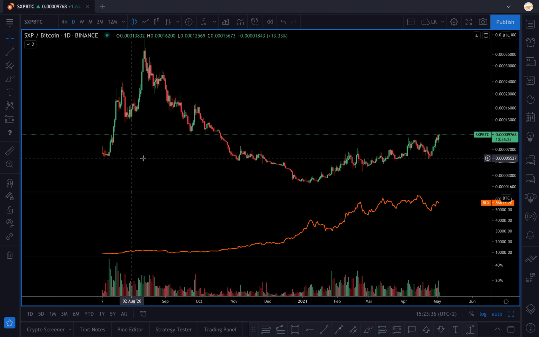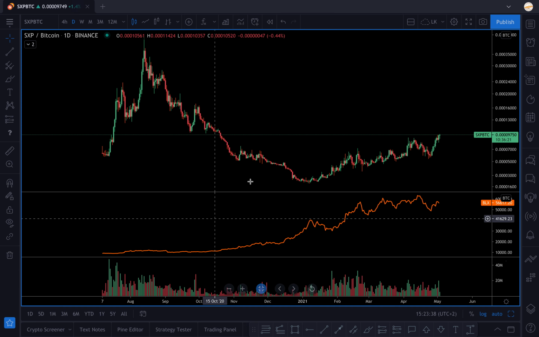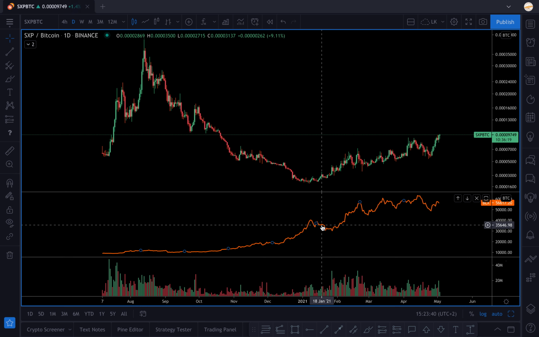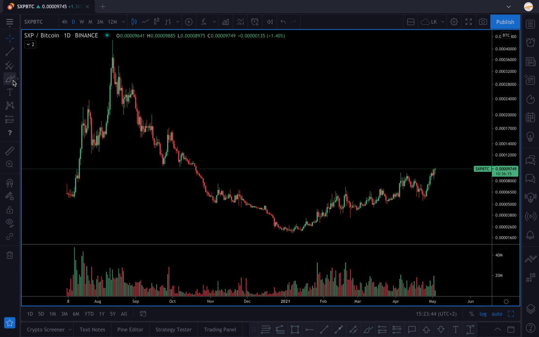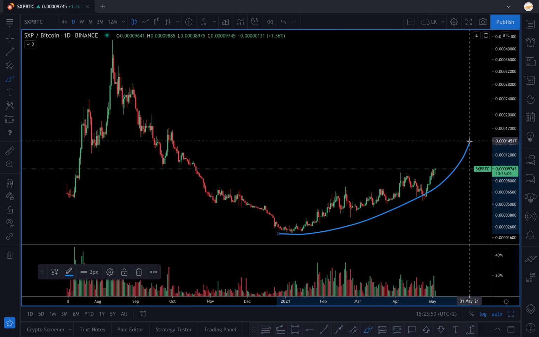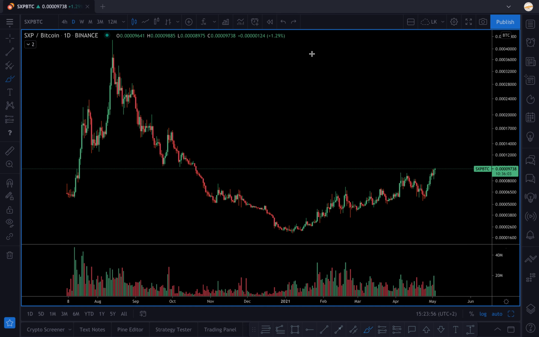I don't see the point of using Bitcoin ratios when we're in a bear market. But when we're in a bull market, when everything is going up, when Bitcoin is going up and your Bitcoin ratio is going up, it means your coin is outperforming Bitcoin. And that's how you can use Bitcoin ratios. You can use them to find coins that will outperform the growth of Bitcoin.